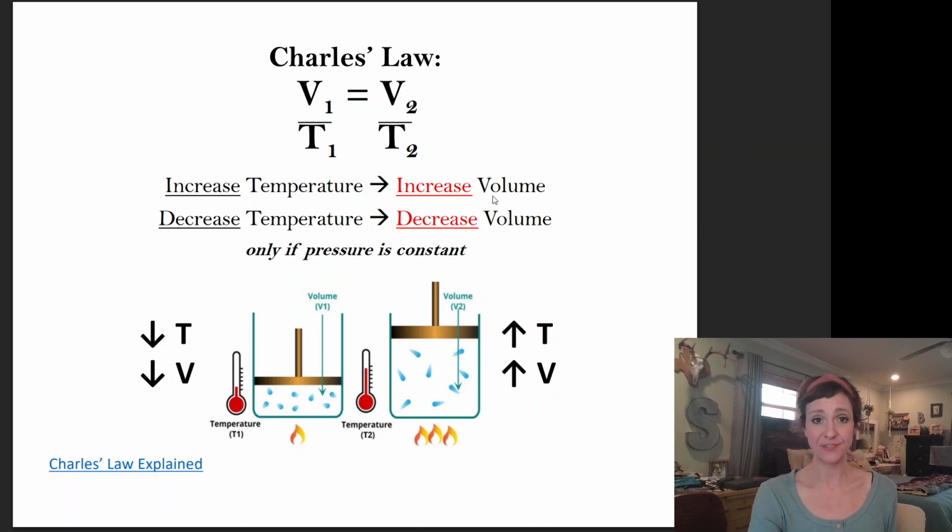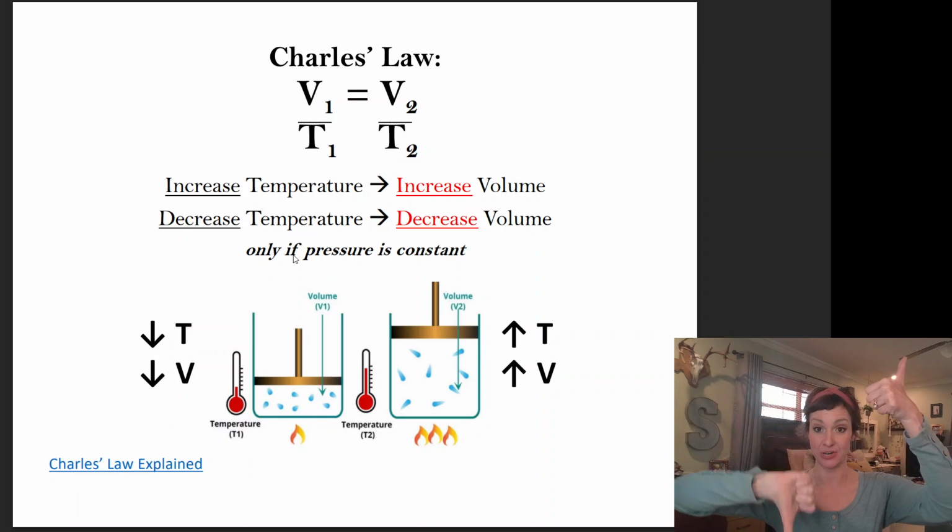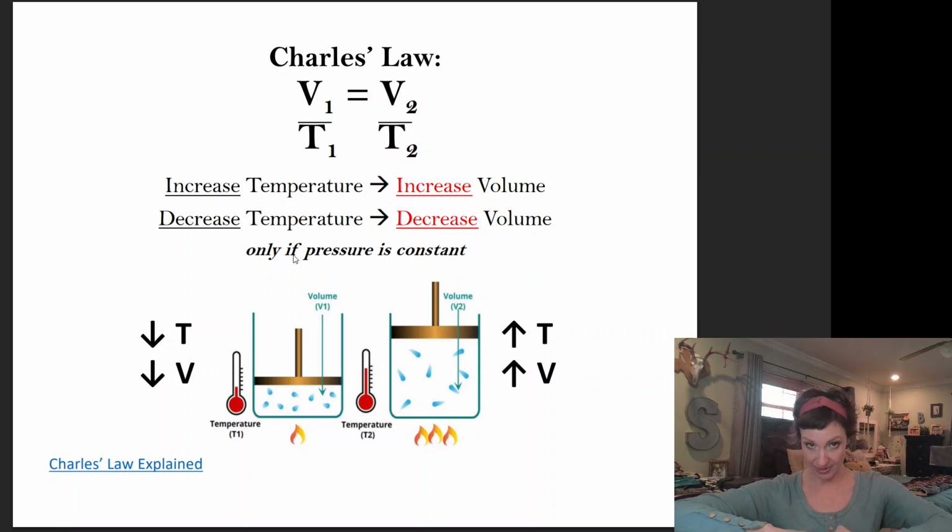Charles' Law looks a little bit different. It has V1 over T1, so the initial conditions of my volume and my temperature, is equal to V2 over T2, the final conditions of my volume and temperature. Mathematically, the way this is set up tells me the relationship between volume and temperature. This states that if you increase the temperature, you're going to increase the volume, or if you decrease the temperature, you're going to decrease the volume. Now, this is under the understanding that your pressure remains constant, meaning the pressure is not changing at all during this time.